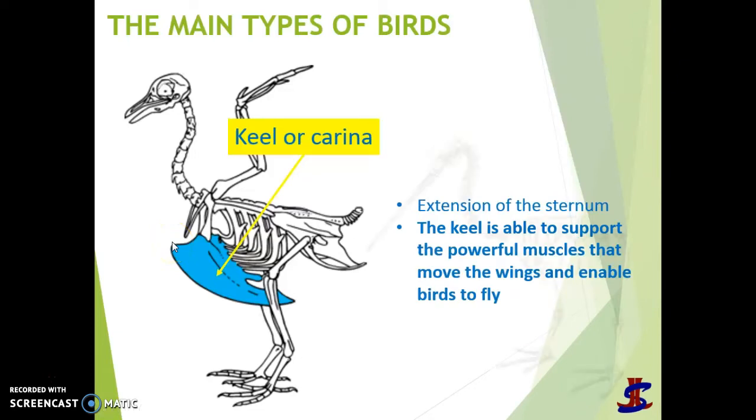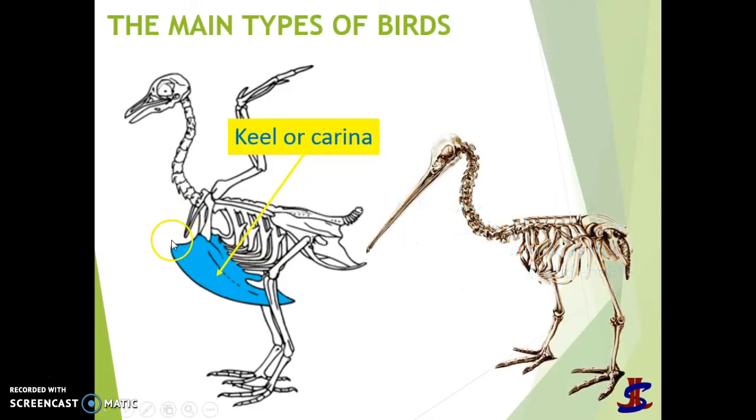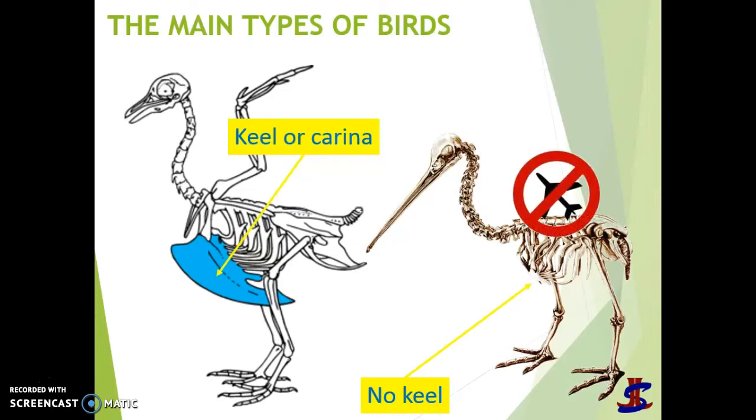But some birds do not have this keel. Like this one, this is the skeleton of a kiwi, a bird called kiwi. And you see it has a flat sternum, very similar to ours. So that means that it has very small breast muscles, which unfortunately are unable to make it fly. So it doesn't have a keel, and this bird cannot fly.